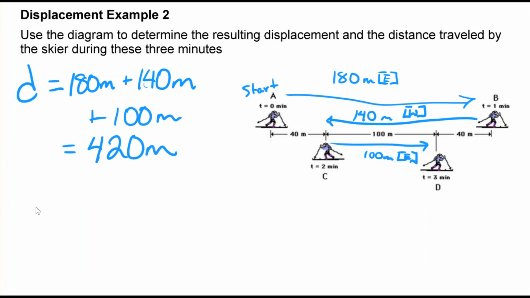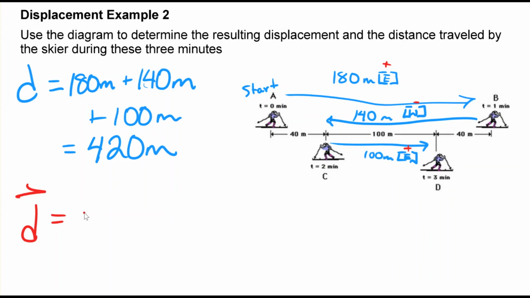Now let's figure out what the displacement was. The displacement's going to be different, because we're changing our direction here. So we went 180 meters east. What's east? Is that positive or negative? That's positive, right? What's 140 meters west? That's in a negative direction, right? And then 100 meters east, that's again in a positive direction. Let's add all this up.